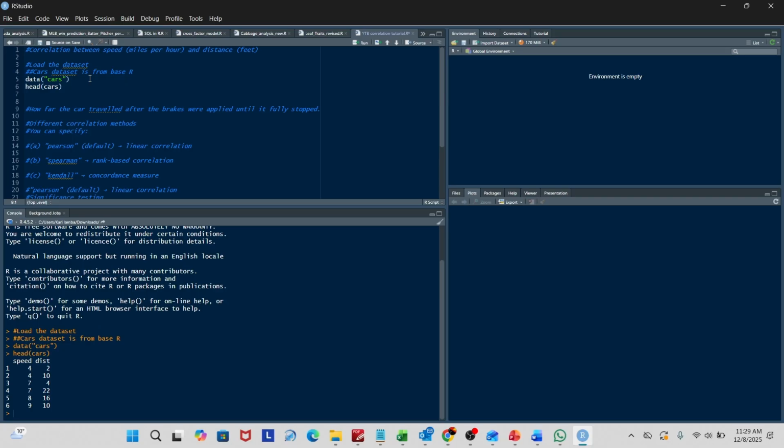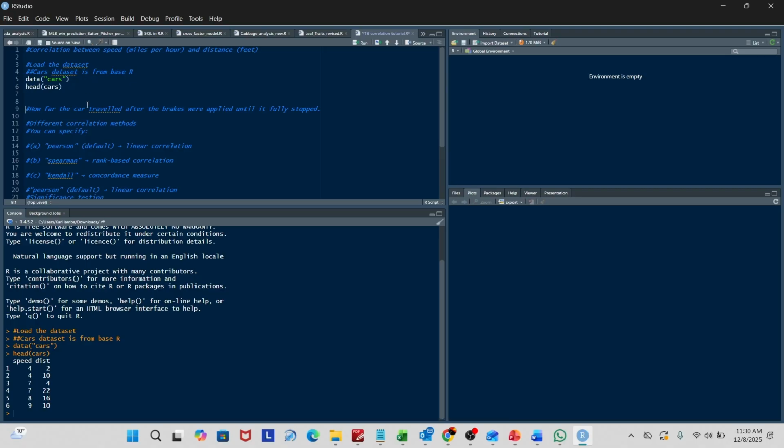So at the below window we can see speed in one column and then distance, and they are both in continuous format. And this is a perfect example where we can use correlation to see the relationship between the two variables. We want to see how far the car traveled after the brakes were applied until it fully stopped. So the influence of speed on how far the car travels after the brakes are fully applied.